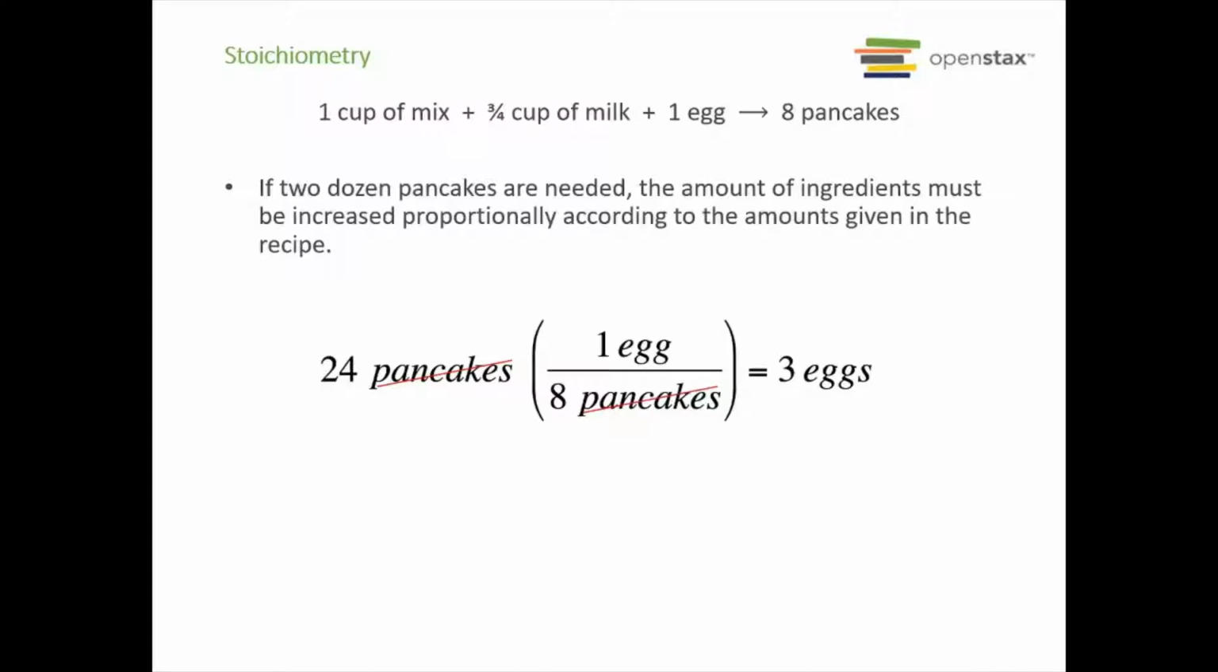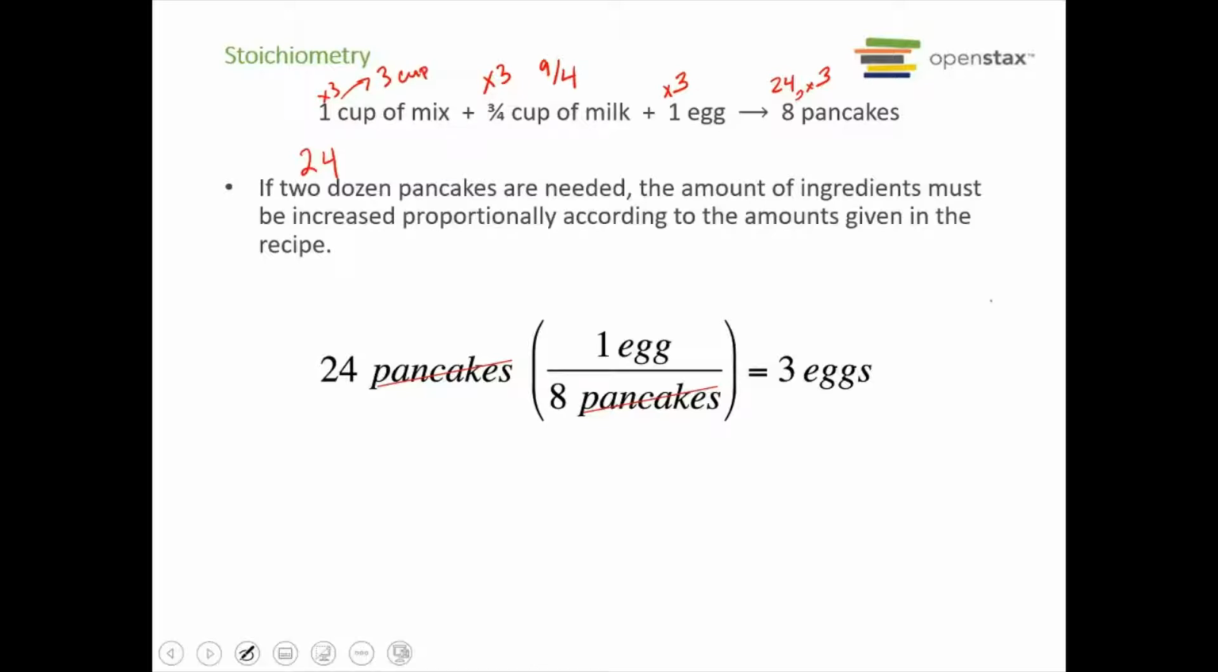But let's say I need more than 8 pancakes. I need 2 dozen, aka 24 pancakes. So we need to increase the amount of ingredients proportionally according to the amounts given in the recipe. So if I want 24 pancakes, I multiply this by 3, since 8 times 3 is 24. That would mean I need 3 eggs, 9/4 cups of milk, and 3 cups of mix.